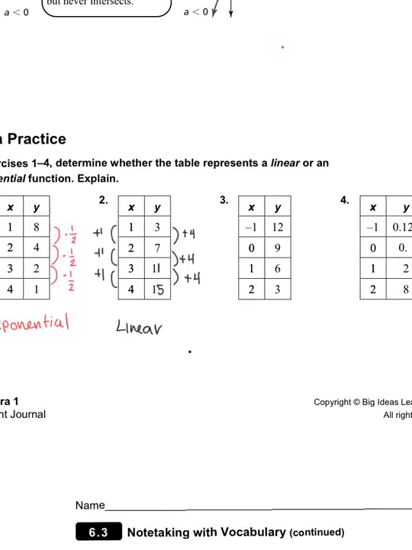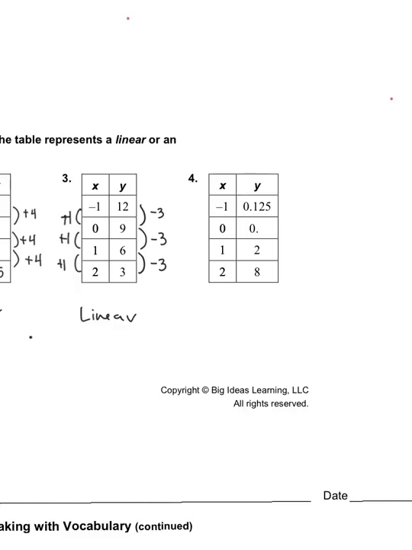Okay, so if we look at this next one, my x values are being changed by a constant amount. So from -1 to 0, that's +1. From 0 to 1, that's +1. And from 1 to 2, that's +1. If we're looking at the y values, from 12 to 9, they are subtracting 3. From 9 to 6, they're subtracting 3, and from 6 to 3, they're subtracting 3, right? So once again, since we're not multiplying by a ratio, this would be considered linear.